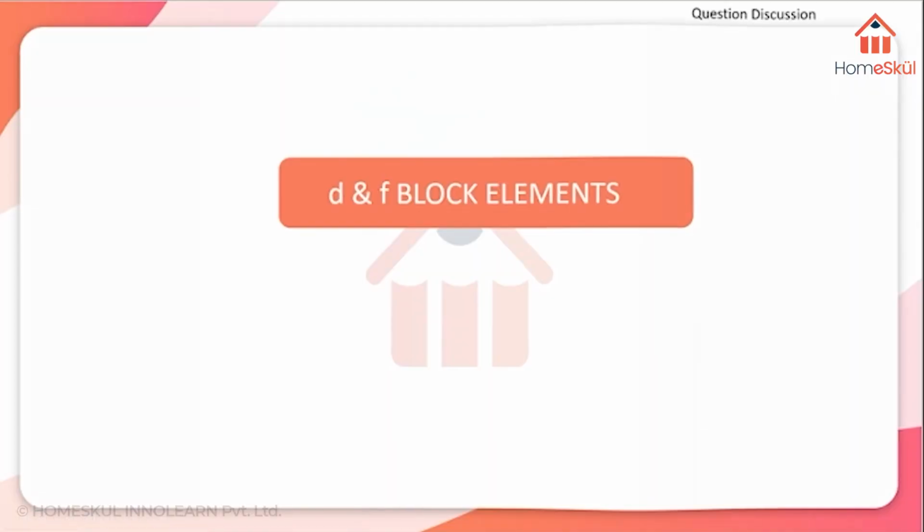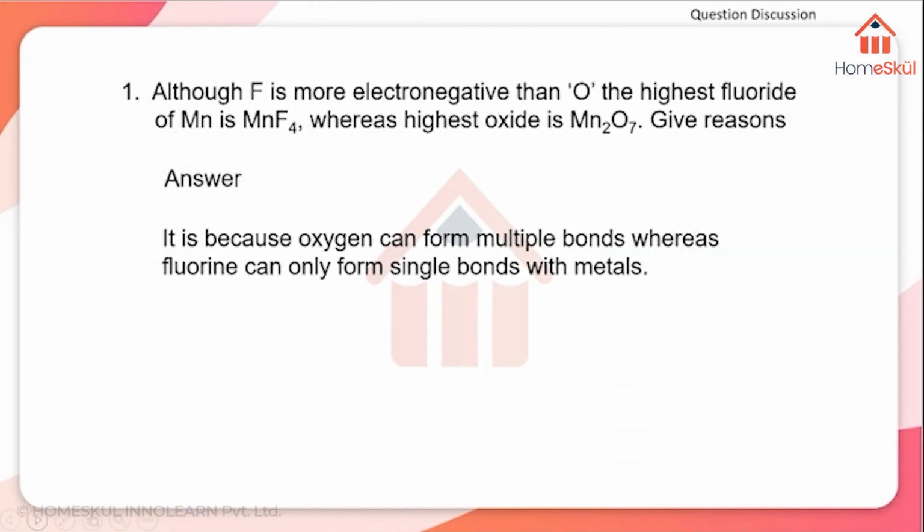Now it's D and F block elements. Let us move on to the next chapter, that is our D and F block elements, and our first question is: although fluorine is more electronegative than oxygen, the highest fluoride of Mn is MnF4, whereas the highest oxide is Mn2O7. Give reason. That is the question.